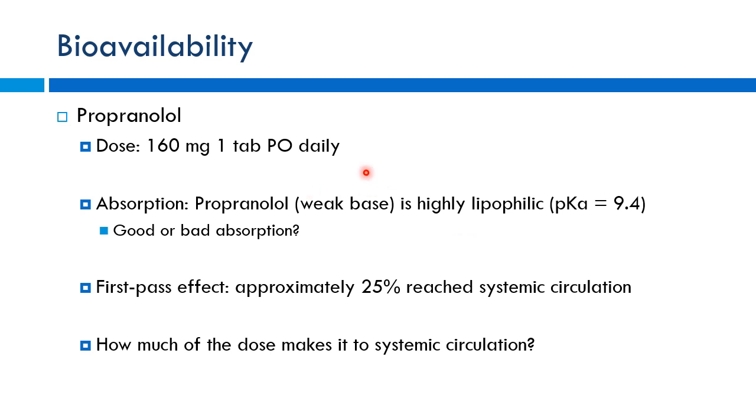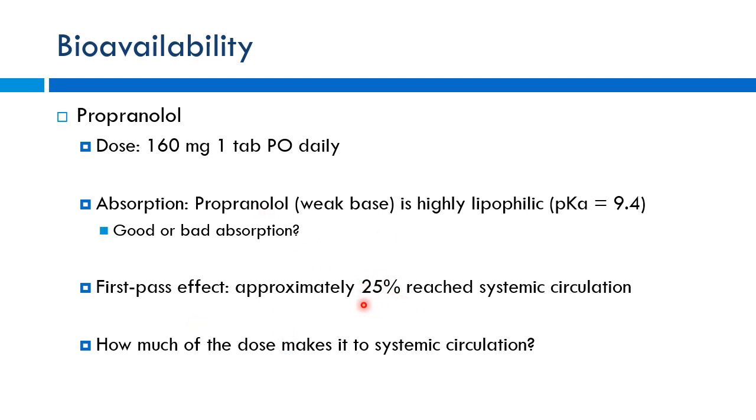But anyway, the first pass effect. So again, what is first pass? The liver tax. Basically what you're losing by the time the drug gets into the systemic circulation. So let's say approximately 25% of that propranolol undergoes first pass effect. Actually, I'm sorry, it undergoes 75%. So a lot of it gets metabolized. Only 25% reaches systemic circulation.